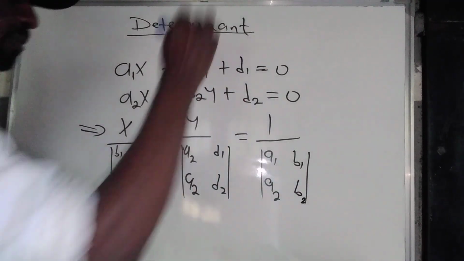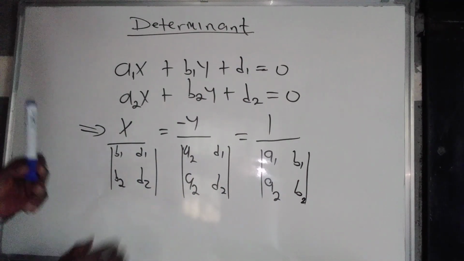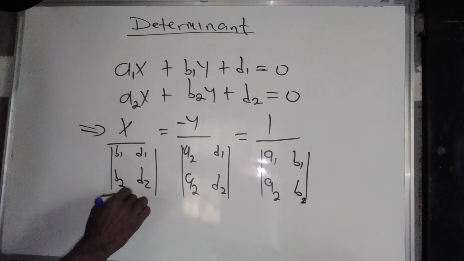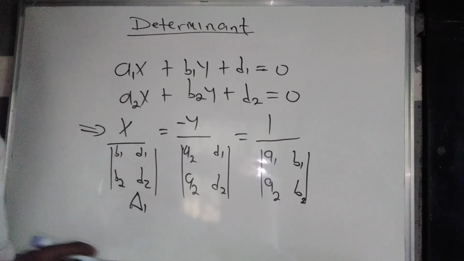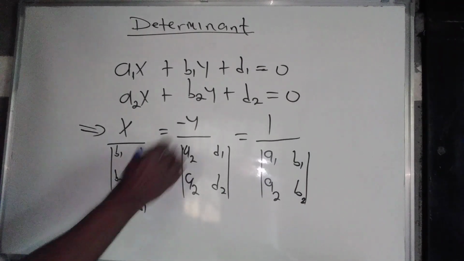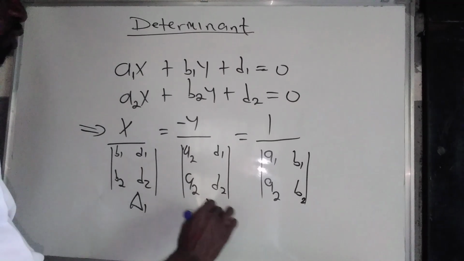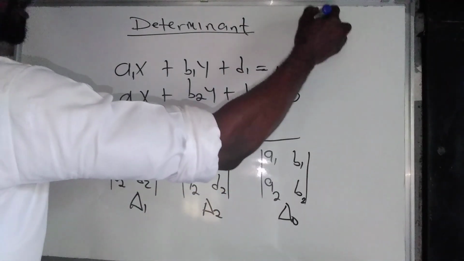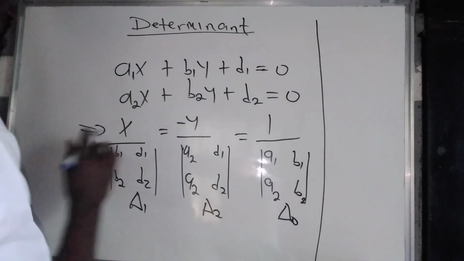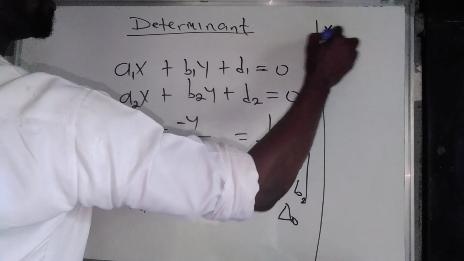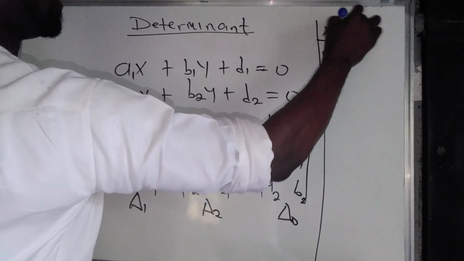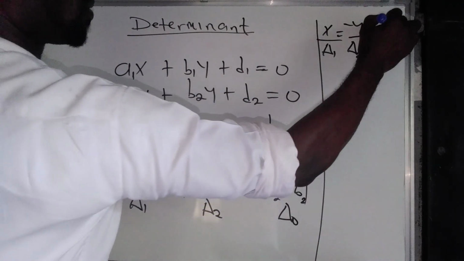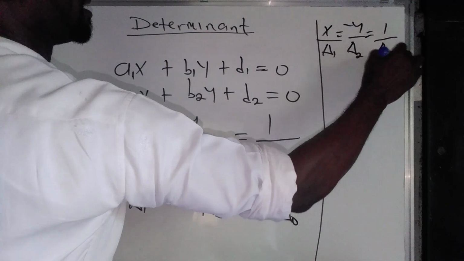So as you can see, I assume the first determinant here to be determinant 1, the second one to be determinant 2, and this one determinant none. That is to say that this equation will end up giving us x over determinant 1, which is equal to minus y over determinant 2, and is equal to 1 over determinant none.